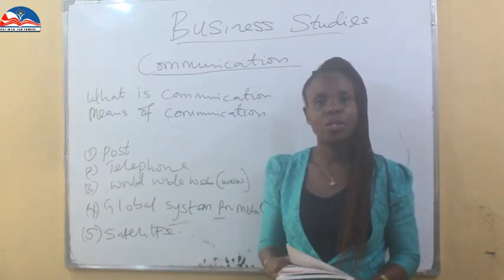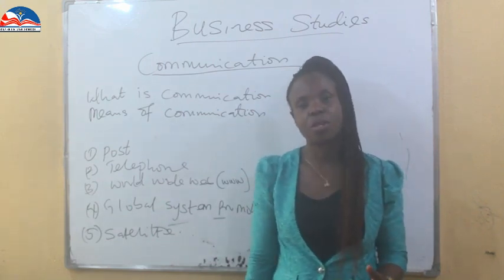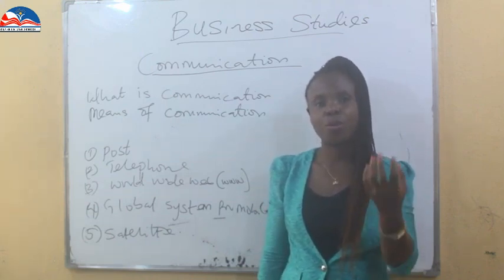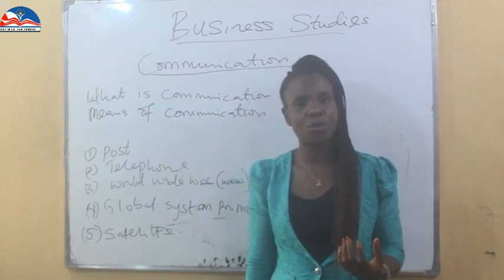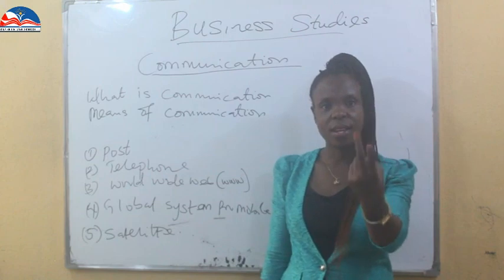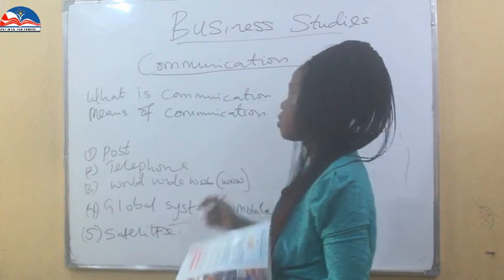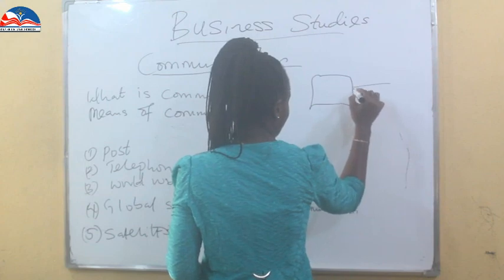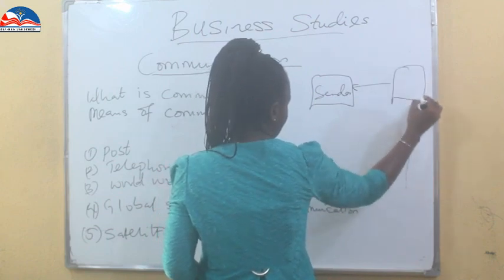We use the word communication to mean the passing of information from one person to another. We communicate. So when it's the passing of information from one person to another, that is to say there are parties involved: the sender and the receiver. So in communication, let me use this to say this is the channel of communication. This is the sender, and here is the receiver.